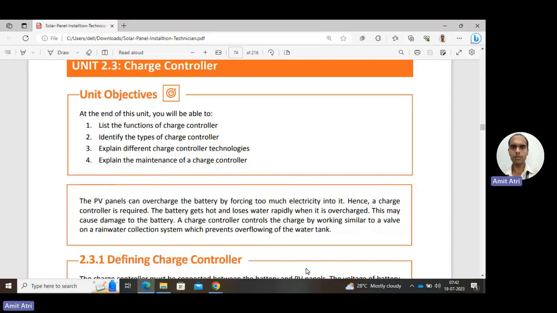So as to avoid this overcharge, because when a battery gets overcharged, it gets hot and loses water rapidly, and this in turn damages the battery. A charge controller controls the charge by working similar to a valve on a rainwater collection system. What that does, it prevents the overflowing of the water tank. Similarly, the charge controller prevents the overcharging of the battery.